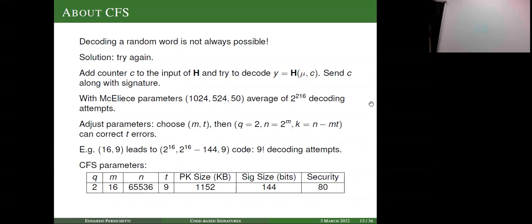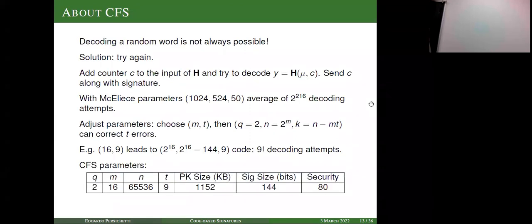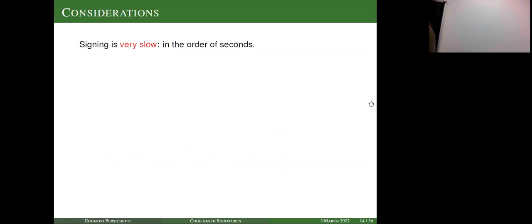Also, if I do this, then the public key size becomes very big. Okay, so here you see an example of the naive parameters in the very first CFS proposal. Yes, of course, the signature is very small. And this is also for 80-bit security back in the day. They were kind of considered acceptable. Now we raised our standards, right? So what happens is that the signing is very slow. It's in the order of seconds, okay?